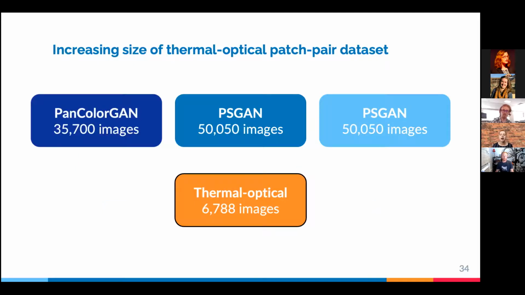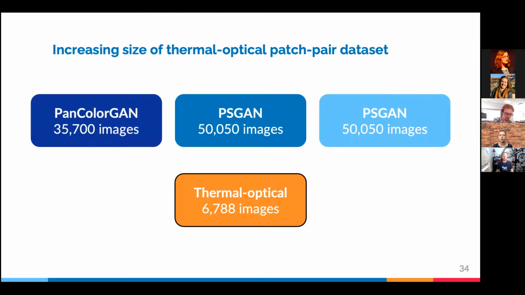Another reason why the pan-sharpened images produced by the pix-to-pix model may not have looked so great when trained only using the thermal optical patch pair data set is that the number of patch pairs was probably too low to train a high quality GAN pan-sharpening network. So my thermal optical patch pair data set contained around 6,788 images. But the other published GAN architectures used 35,000 images, 50,000 images. And so this is substantially fewer training and test images than other published algorithms.